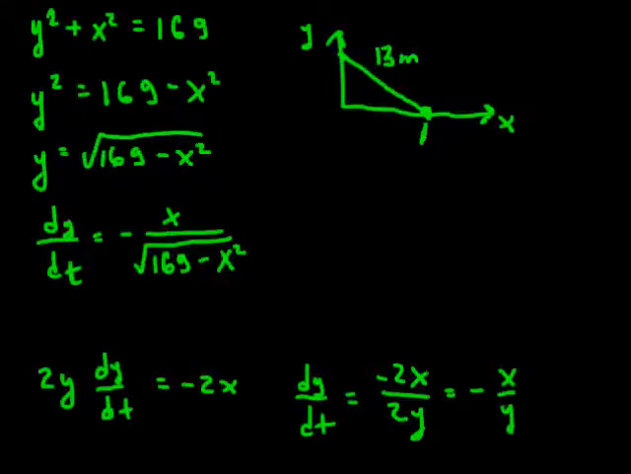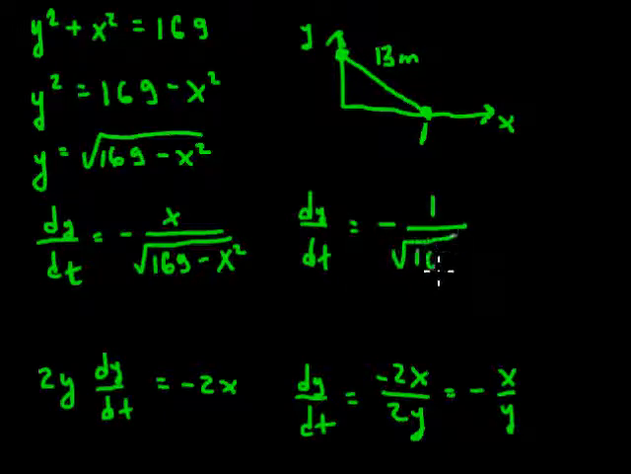When this point moves 1 meter away, remember this point moves consistently. It always moves at the rate of 1 meter per second. But this point moves faster as time passes by, and you can calculate exactly how fast it's moving. You do it like this, dy dt equals minus, you plug in 1 into this equation, and you get 1 over the square root of 169 minus 1 squared. If you calculate this, you're going to know how fast this point is moving when this point is 1 meter away from the wall.